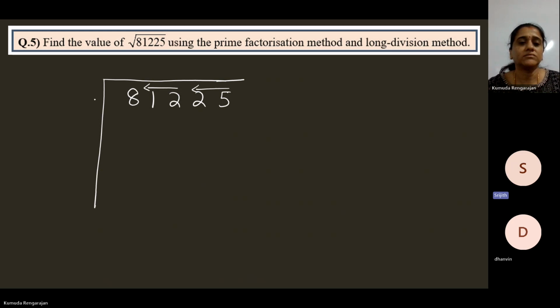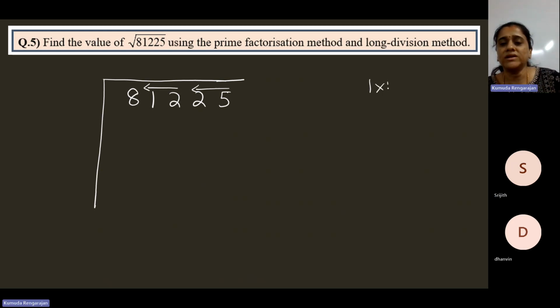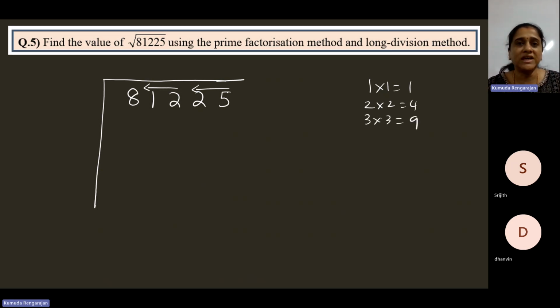Next. 1 into 1 is 1. 2 into 2 is 4. 3 into 3 is 9. It's more than 8. So we'll have to go with this equation. 2 into 2 is 4. Subtract. Bring the next pair down.